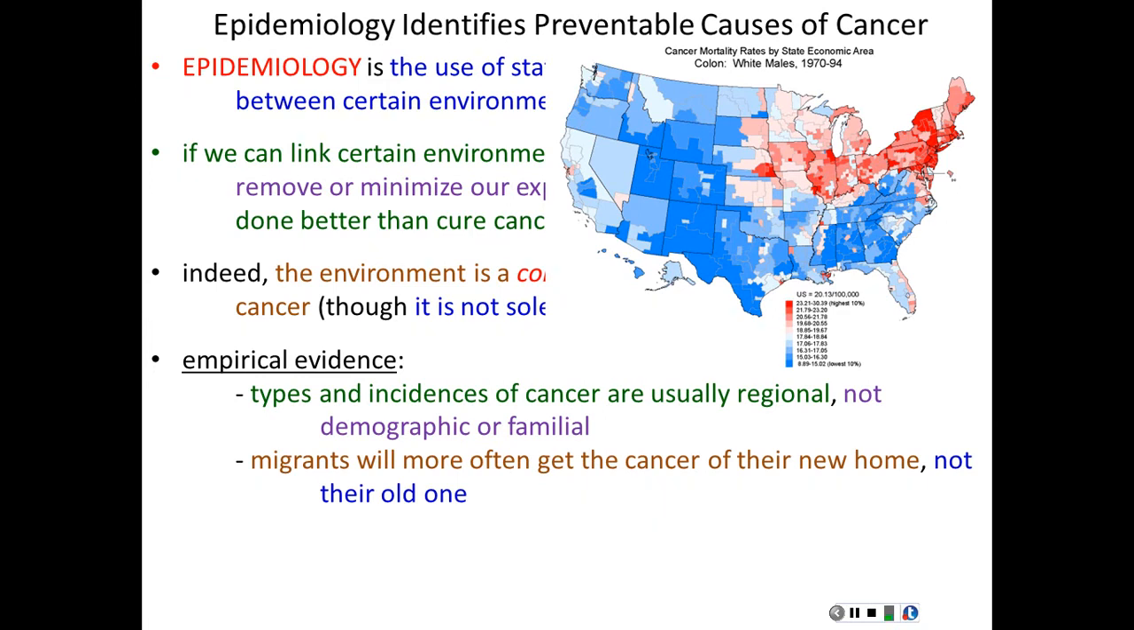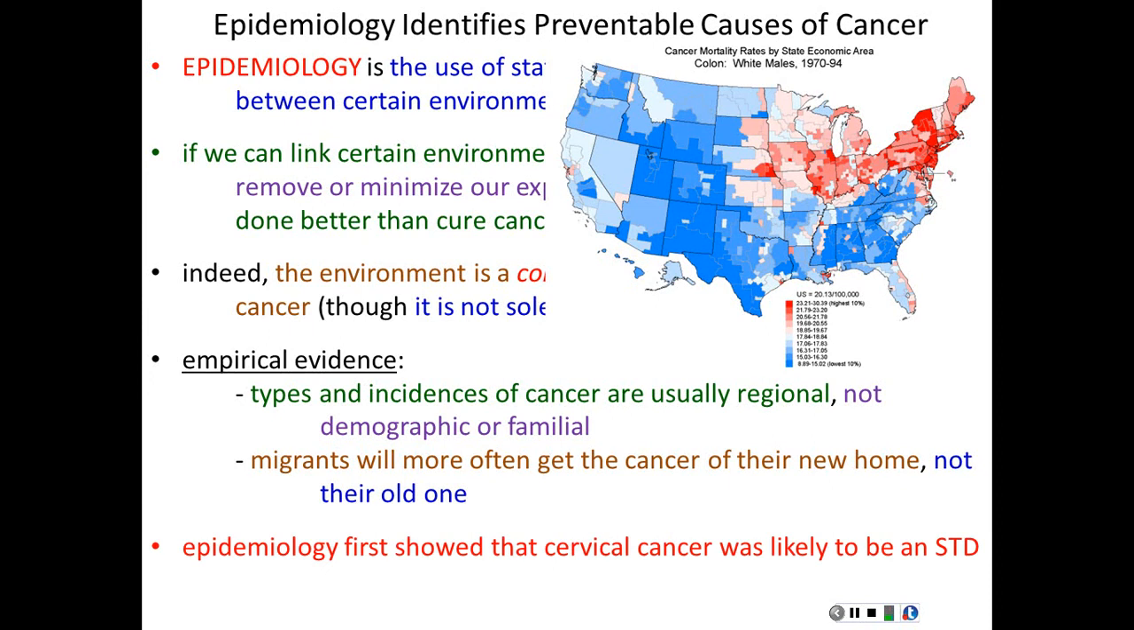Migrants, immigrants, people who come from other areas will more often get the cancer of their new home, not their old one, again implying an environmental effect. In other words, if, for argument's sake, prostate cancer levels are very high in Mexico, but colon cancer levels are very high in New York, a Mexican immigrant who is born in Mexico, of Mexican descent, nothing but Mexican genetics, who emigrates to New York, will more likely get colon cancer as an older adult than prostate cancer. They will get the cancer of their environmental home, not the cancer of their genetic home.